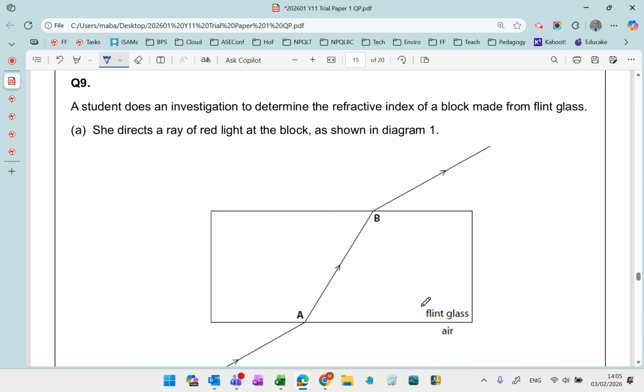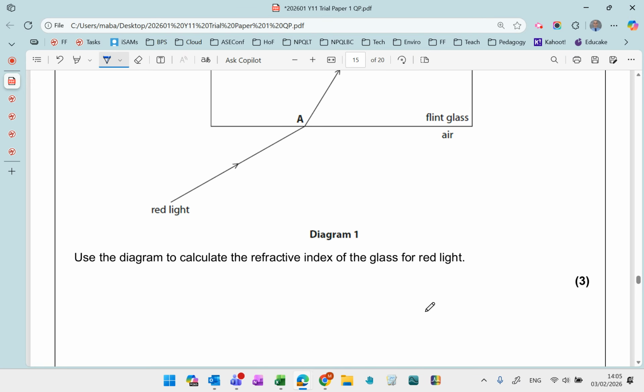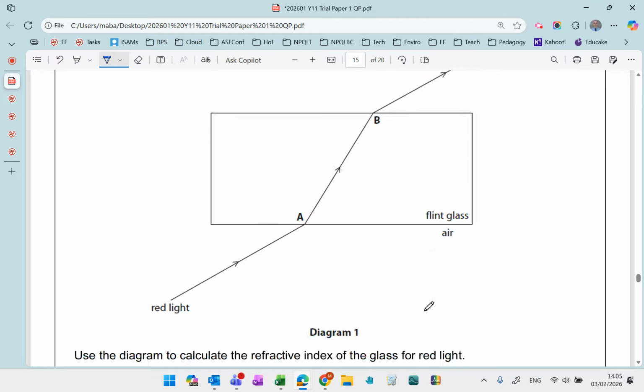Right, so moving on to question 9. It's asking us to calculate the refractive index for the glass. And we need to use the diagram, so that means that we're going to have to take some measurements from it, right? Okay, so how do we do this?